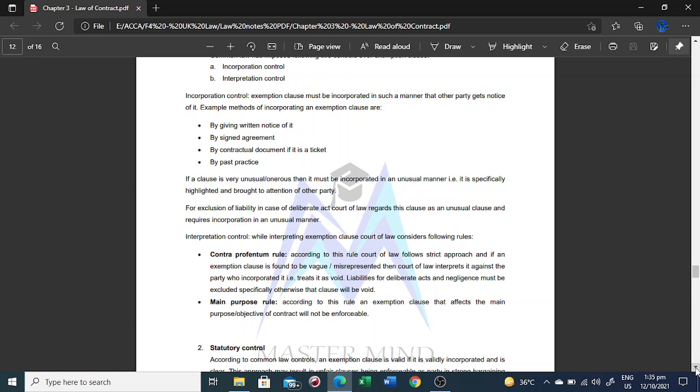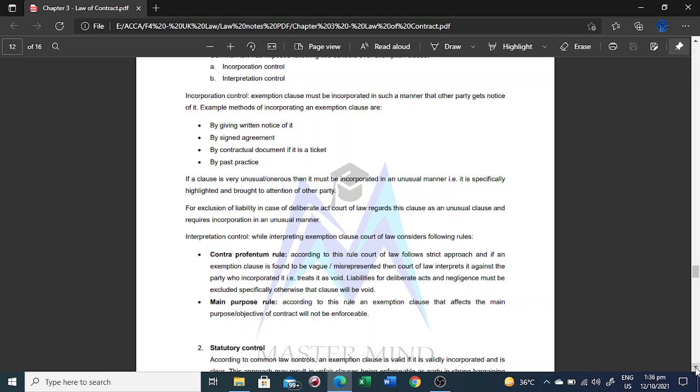Now if a clause is very unusual, then it must be incorporated in an unusual manner as well, which means that it needs to be given extra importance. It needs to be highlighted specially so that the other party pays a lot of attention to it. Now, for exclusion of liability in case of deliberate act, the court of law regards this as an unusual clause and it requires incorporation in an unusual manner. That is just an explanation of the incorporation control.